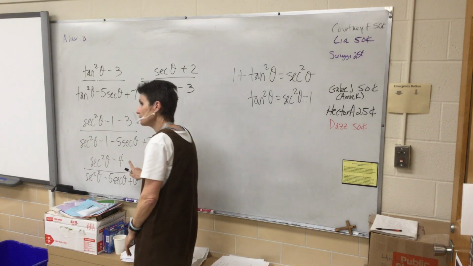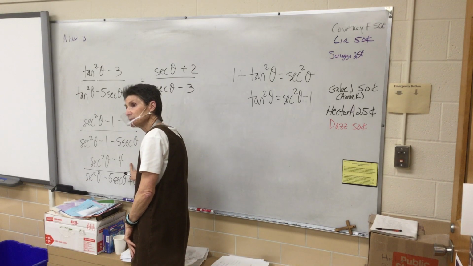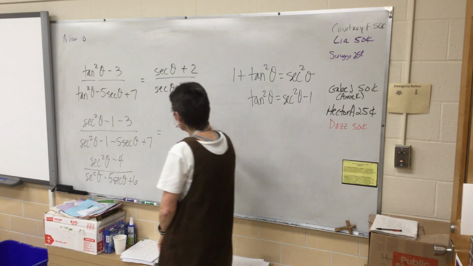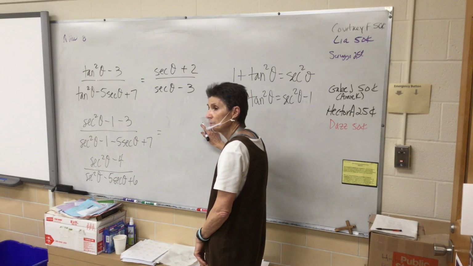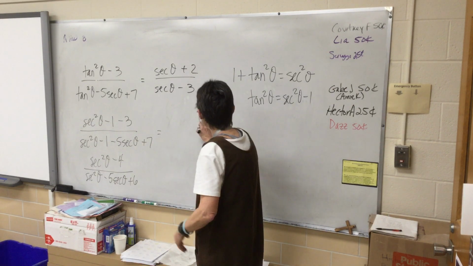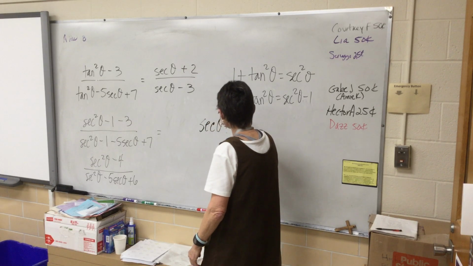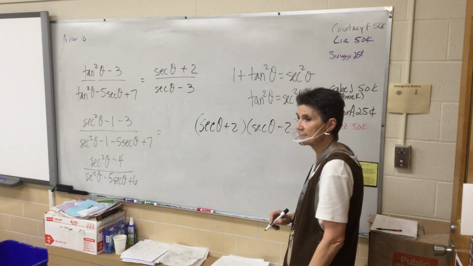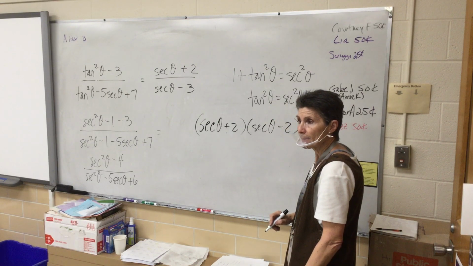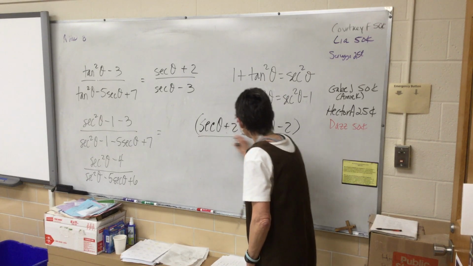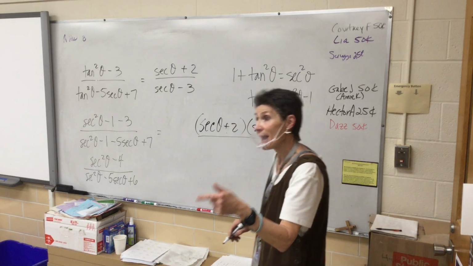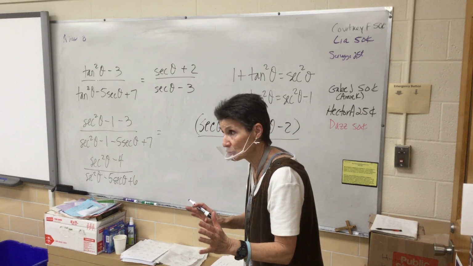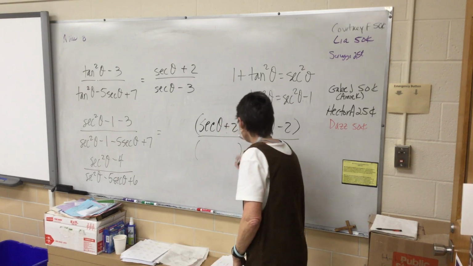What does that mean I need to do here then? Factor it. I need to factor that. How does secant squared minus 4 factor? Plus 2 minus 2. That's exactly right. It's the difference of squares. Now the bottom isn't quite that easy, but it factors also. The bottom is a little quadratic trinomial. It factors just like this.